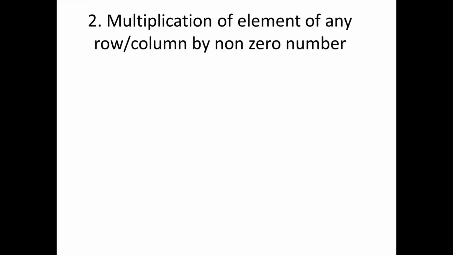Now moving toward the second elementary transformation, it says multiplication of elements of any row or column by a non-zero number. So what does non-zero mean here? It can be any scalar quantity. Like we can say it is 1, 2, k, m or anything else. But the point here is that it should be non-zero, that is, not equal to 0.